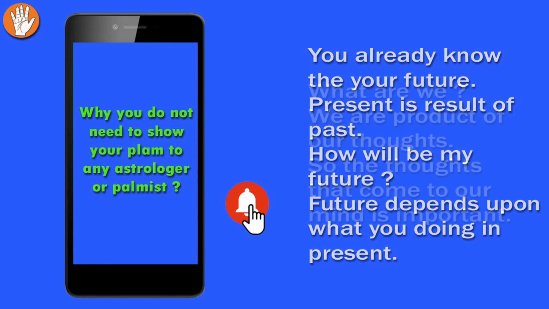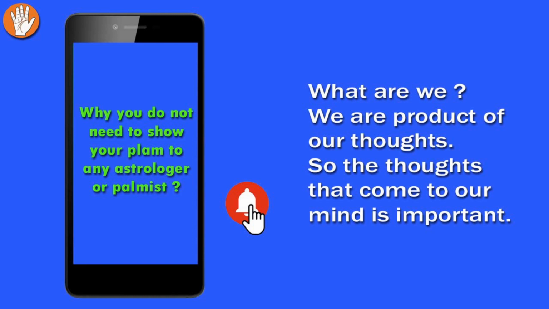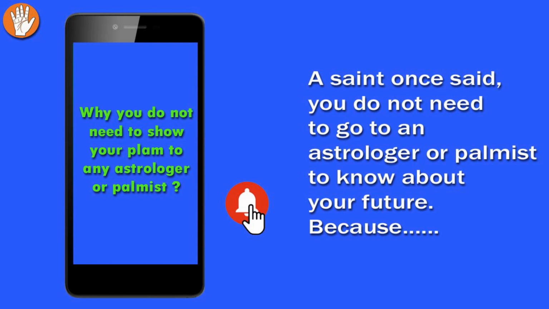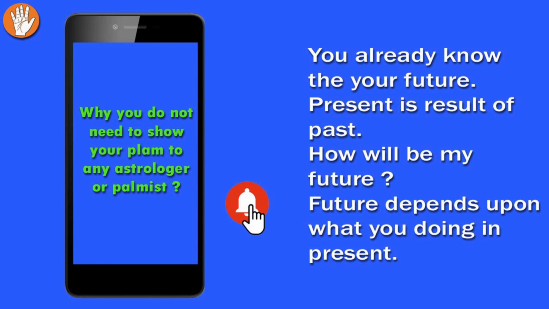What are we? We are a product of our thoughts. So the thoughts that come to our mind are really important. Keep positive thoughts and keep good company, because good company matters. Even if you have the best of hands, it might not play out because you're keeping bad company. And even if your hand quality is not so good and you are in the right company, probably things might play out in a better way in your life.